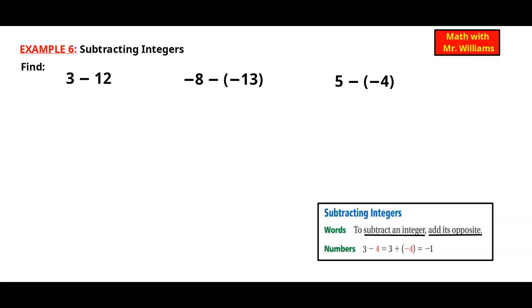Math with Mr. Williams, example 6, subtracting integers. Find 3 minus 12. Then we have negative 8 minus a negative 13. And we have 5 minus a negative 4. Okay, so in this case, we're going to apply this adding the opposite rule. So instead of having 3 minus 12, we're going to rewrite this as 3 plus, now the opposite of a positive 12 is a negative 12.